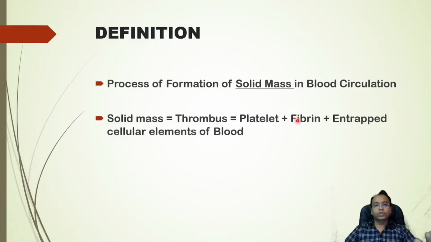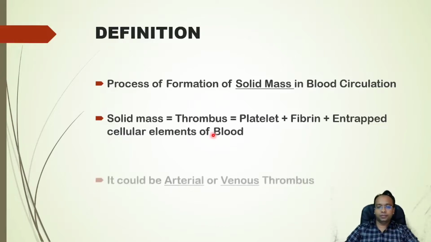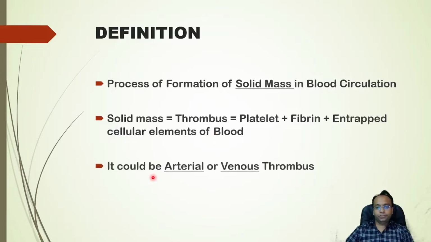It is made up of platelets, fibrin, and the entrapped cellular elements of blood, right? Because of coagulation system activation, there will be fibrin formation. And because of platelet activation, there will be platelets in the thrombus, right? So, a solid mass made up of platelets, fibrin, and entrapped cellular elements of blood is known by the name thrombus. The solid mass means thrombus, and the process of thrombus formation is known by the name thrombosis, right? This thrombus formation, thrombosis, can be arterial or venous, means it can form either in the artery or in the vein, right? Accordingly, the name is given.